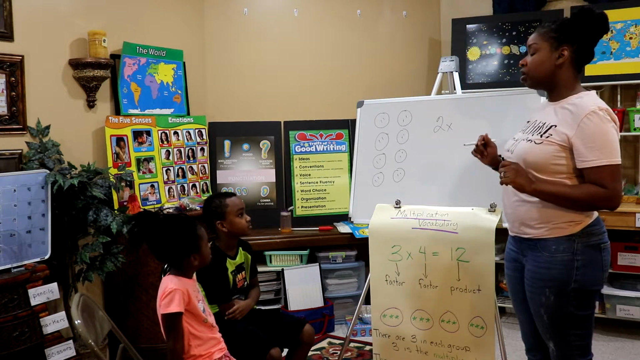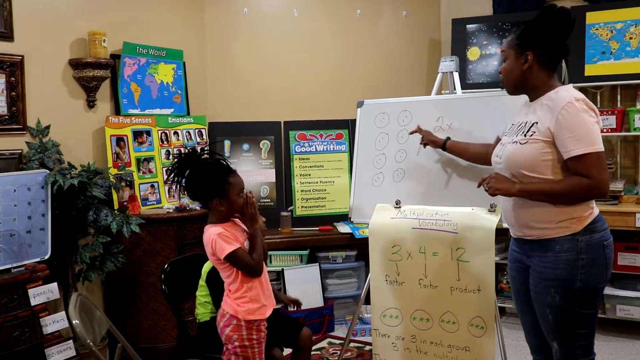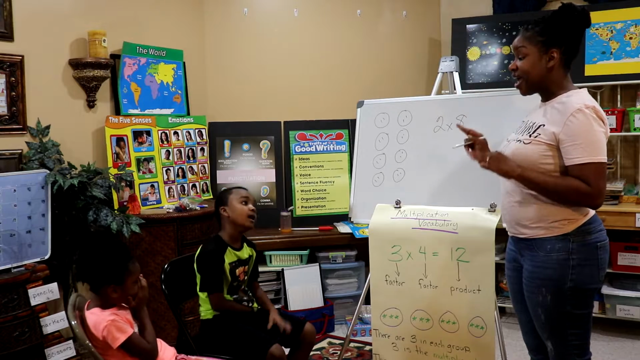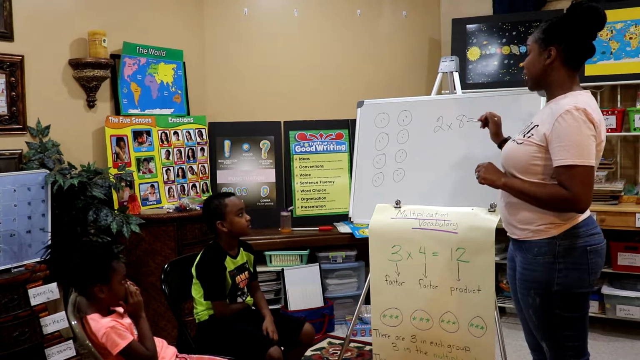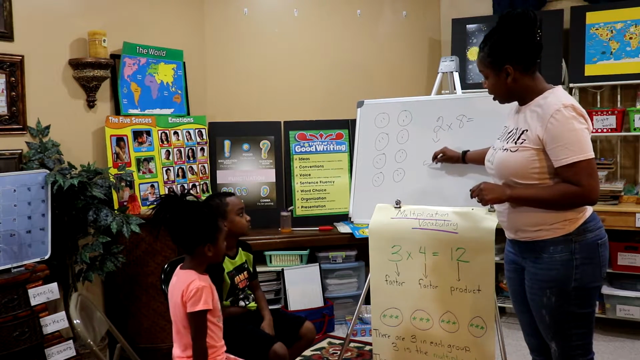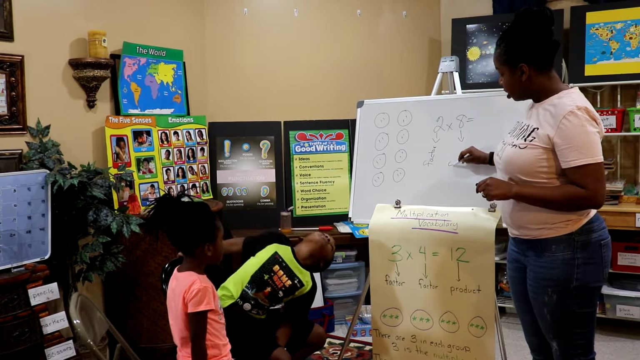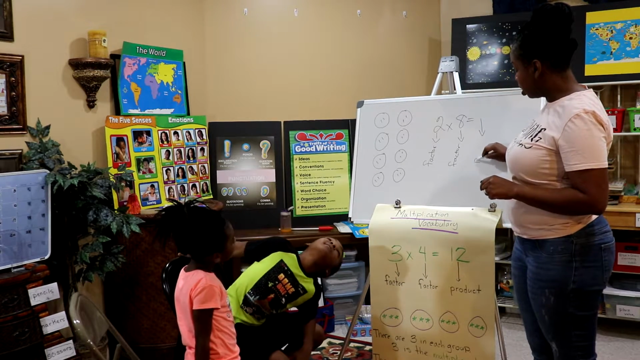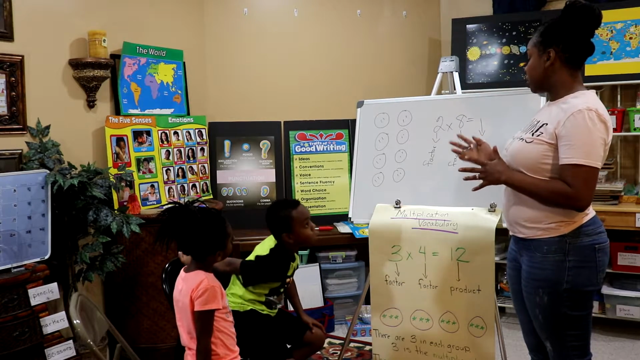But how many groups are there all together? 8. How many? 8. 1, 2, 3, 4, 5, 6, 7, 8. So our other factor is 8. Now, we have to figure out what is our product. So we have, I'm going to write it on a slant, factor, factor, and now we need our product.